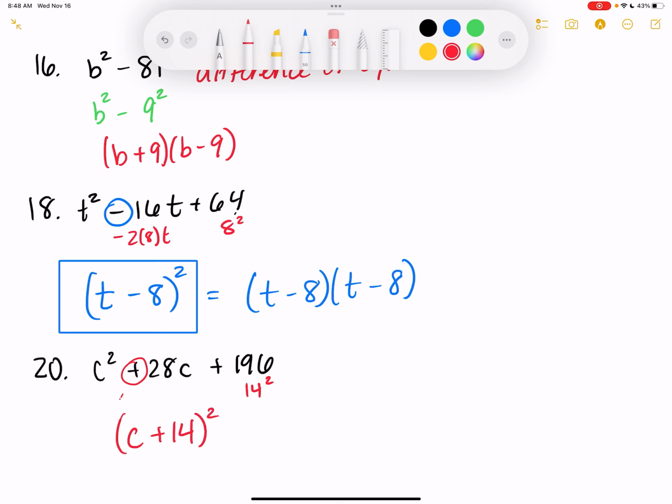So are these both the perfect square trinomial? Yeah. So this is a perfect square trinomial.